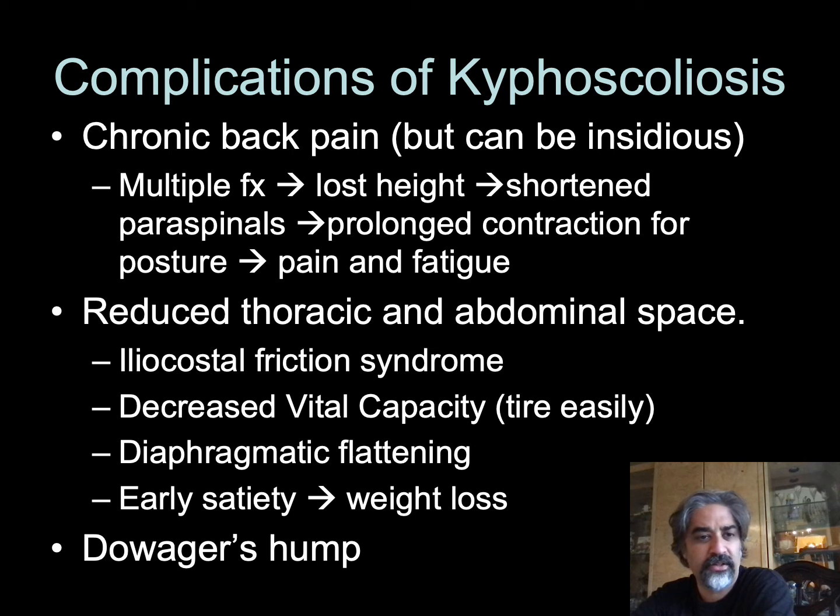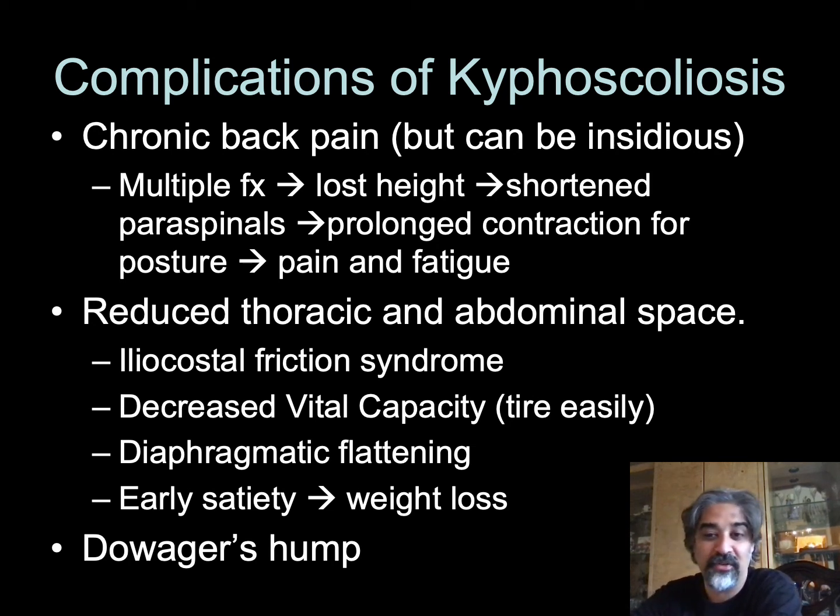Spinal compression fractures can be insidious and can produce only modest back pain early in the course of progressive disease. But over time, multiple fractures can result in significant loss of height. Progressive loss of stature results in shortening of paraspinal muscles, requiring prolonged active contraction for maintenance of posture, and this can result in pain from muscle fatigue.